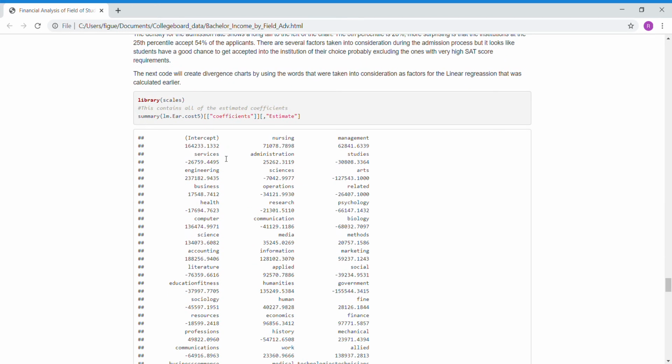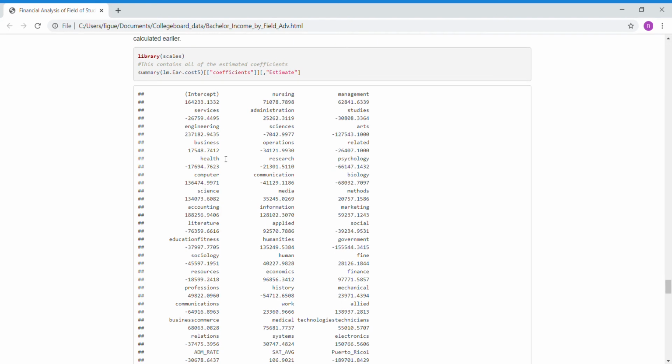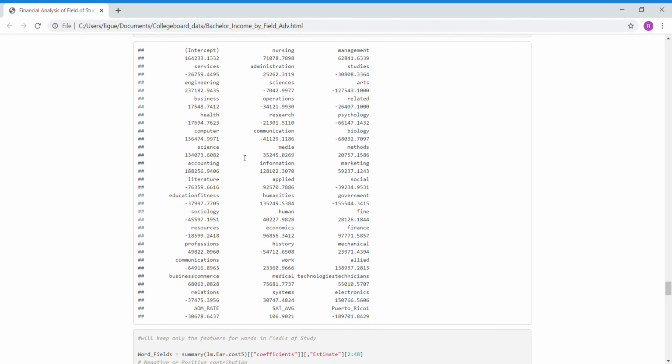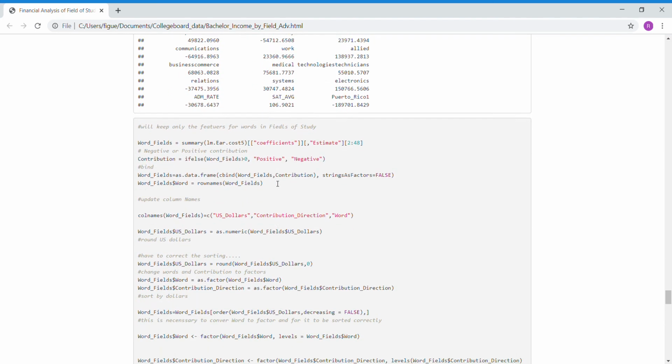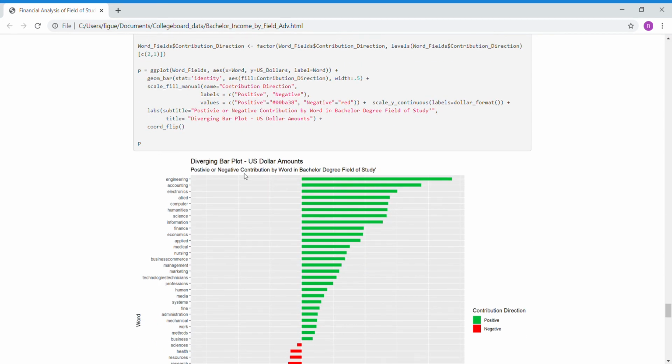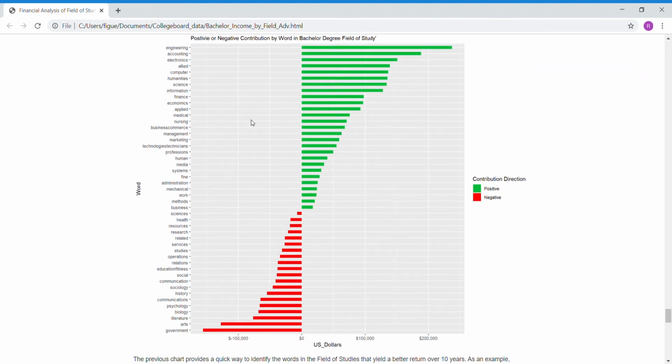And finally, we get to the words in the fields of studies. Instead of going through each one of these coefficients, I created this diverging bar, and in green you are going to find the words that are going to add to the potential in earnings. At the top you have engineering, which is interesting, more than $200,000. It's interesting because engineering can be combined with electronics or computer, which will give you more than $300,000 in additional expected, what I call operating income over 10 years.